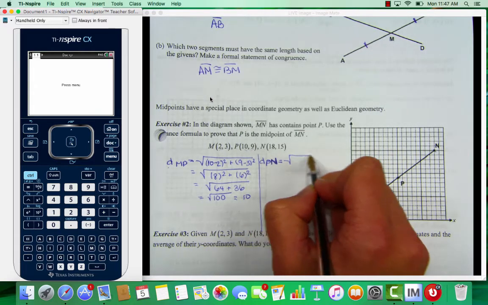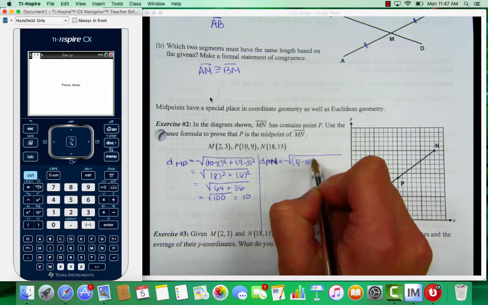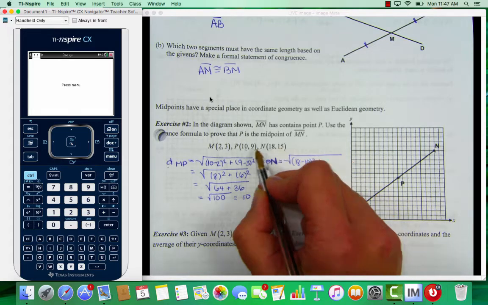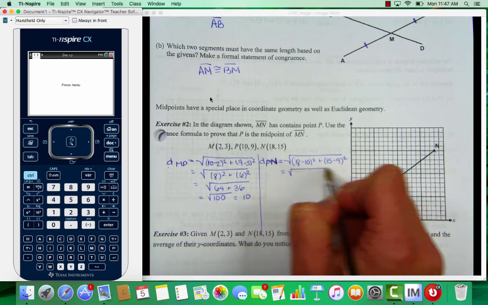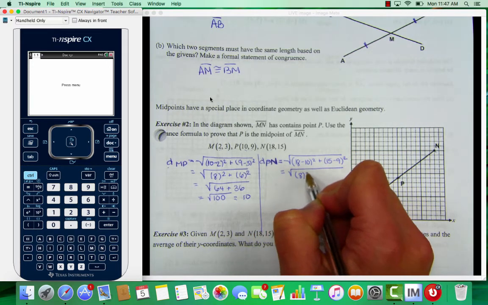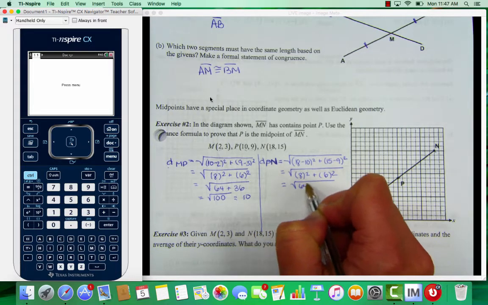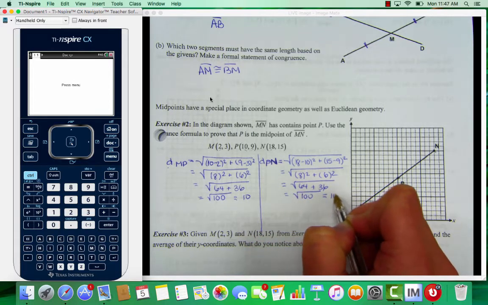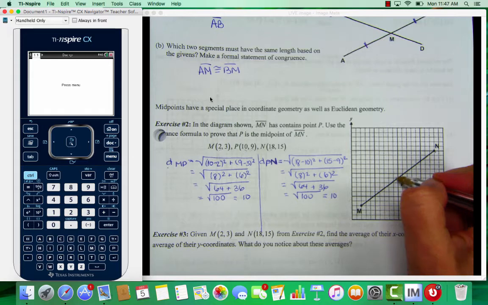And now we're going to do the same thing from P to N. So again, my distance formula is big square root x minus x, so 18 minus 10 squared, and then plus my y values subtracted, so 15 minus 9, and again we're going to square those. So 18 minus 10 is going to give us 8, 15 minus 9 is going to give us 6, and so again we get 64 and 36, add them together, and we get the square root of 100, which is 10. So we proved that MP is the same length as PN, which means that P is the midpoint.